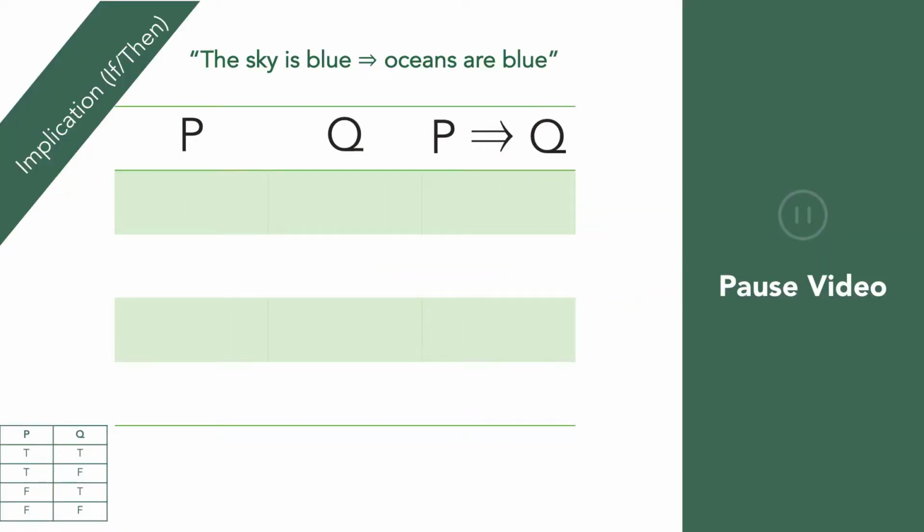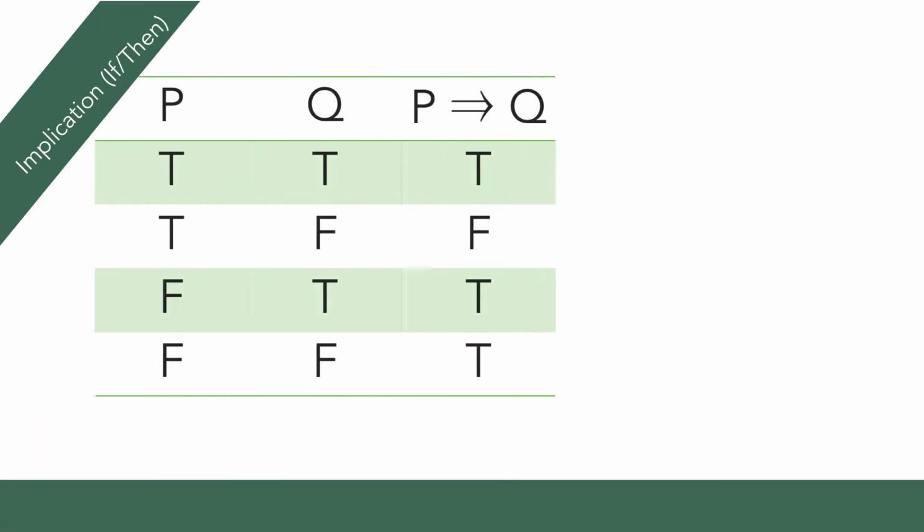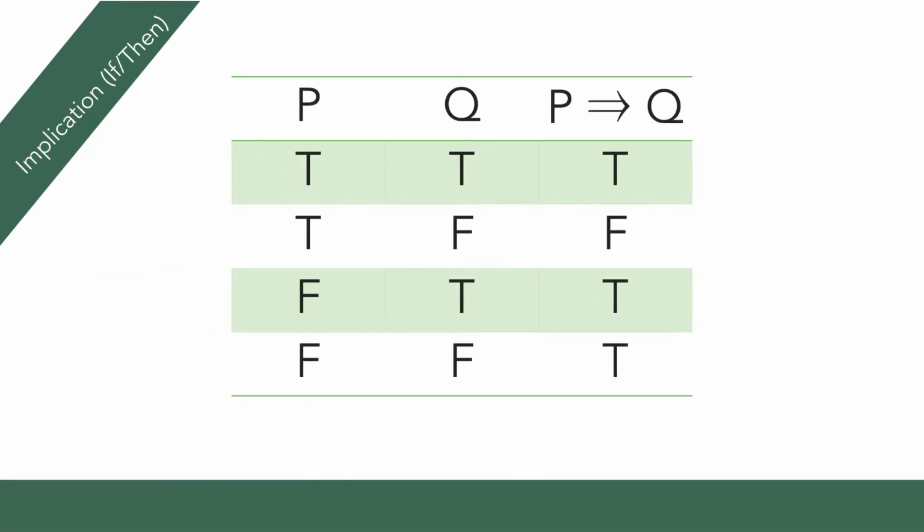Pause the video and try constructing an implication table on your own. Here is what our completed implication truth table looks like. Notice that P implies Q is false when P is true and Q is false. Recall that the last column tells us the truthfulness of the expression.